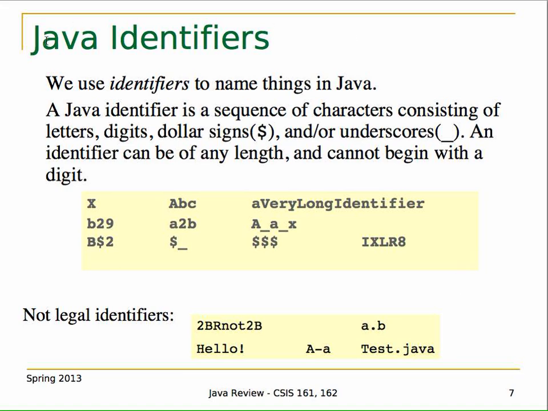So in Java they're called identifiers. Well, they're called identifiers in most programming languages. And so the idea is we use identifiers to name things, not only variables, but also method names, class names, things like that. A Java identifier is a sequence of characters consisting of letters, digits, dollar signs, and/or underscores. An identifier can be any length but cannot begin with a digit. Anything else it can begin with. So it can start with letters, dollar signs, and underscores.